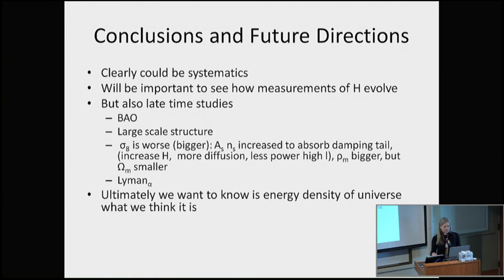It's weird because although we have bigger rho m, we have less omega m, so it really has to do with trying to adjust everything to get the high-L modes of the CMB to work. And it'll be interesting to look at just structure in general. So ultimately, we do want to know what the energy density of the universe is. Are there interesting features? So this is how you study it. Okay, thanks.